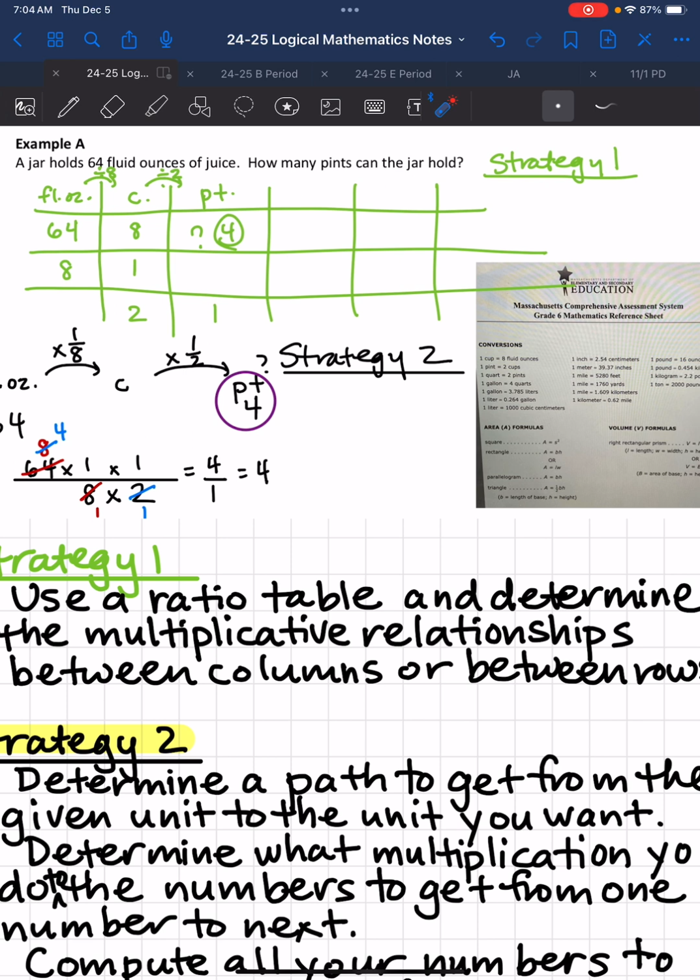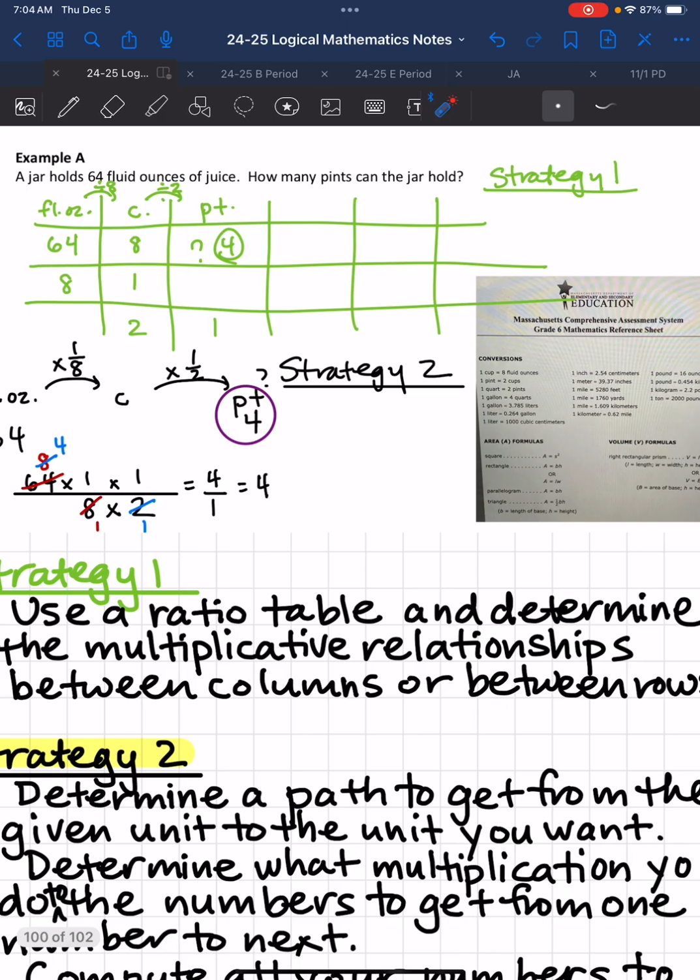So now it's all about determining the multiplicative relationship. The 8 is technically not there because that's filled in afterwards. But I'm going to ask myself, what do I have to do to the number 8 to get to the number 1? Well, using multiplication, I know the number is getting smaller, so I'm going to multiply by a fraction smaller than 1 using 8 and 1. The only fraction that I can make using 8 and 1 is 1/8. That's smaller than 1. So I'm going to multiply by 1/8.